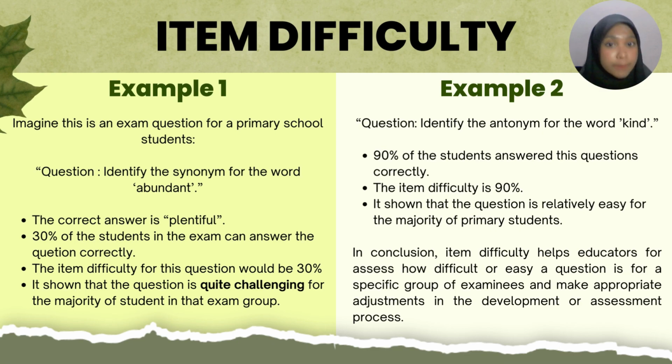Now, look at example number 2. Example number 2 is: identify the antonym for the word kind. 90% of the students answer this question correctly. The item difficulty would be 90%. So, we consider that the question is relatively easy for the majority of primary students.